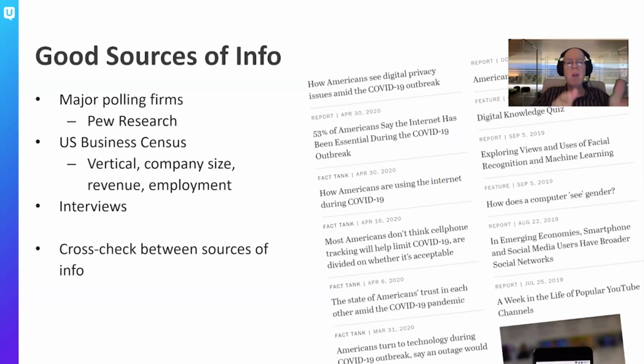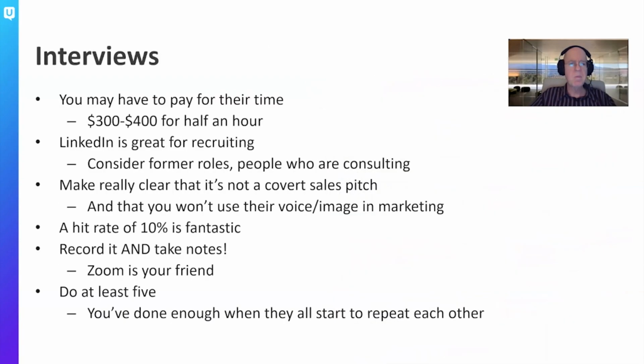I also heavily use interviews with customers to ground me in what the customer reality is. And very often, if you cross check between these different sources and you look at different angles on the problem you're trying to solve, this is the best way to get really good information. So that means interviews are absolutely critical to making this stuff all work. Things to understand about interviews.